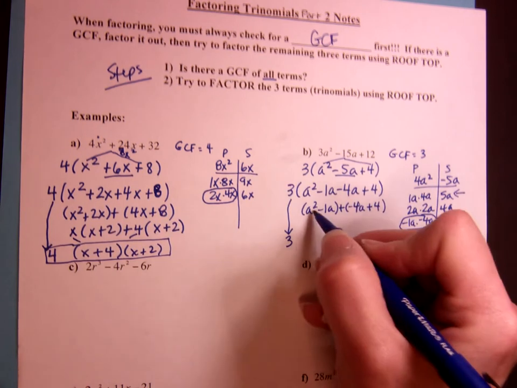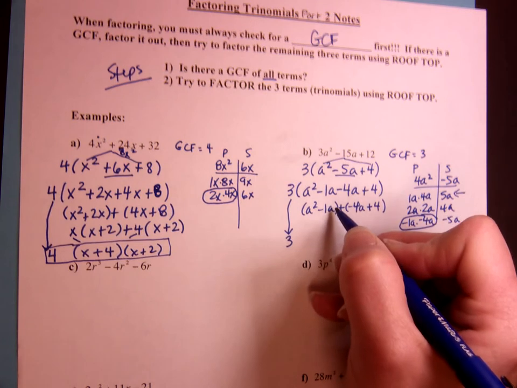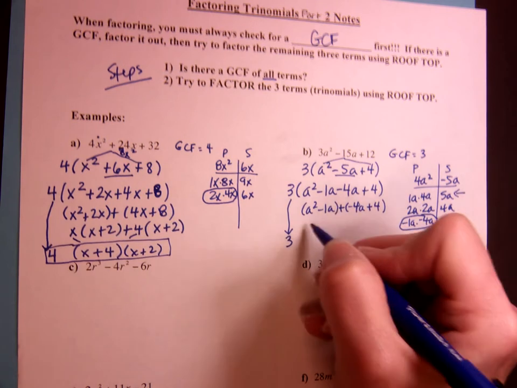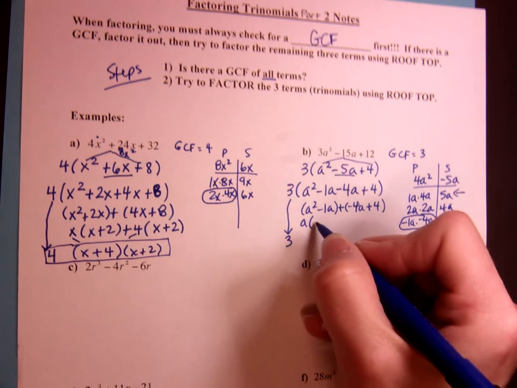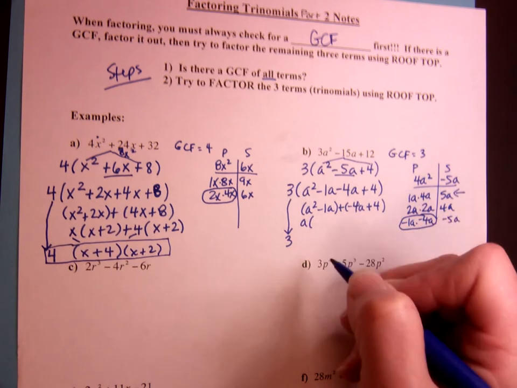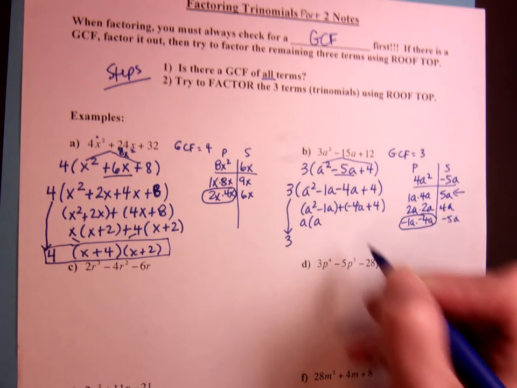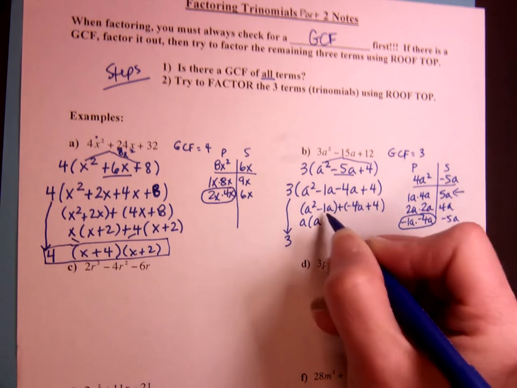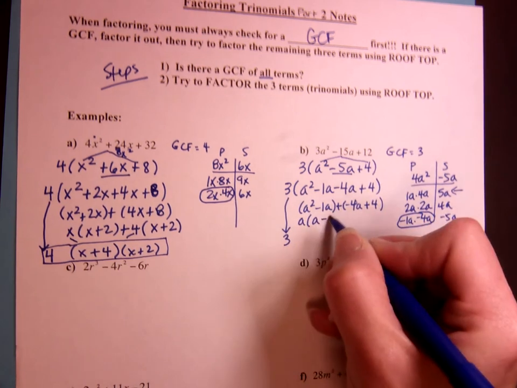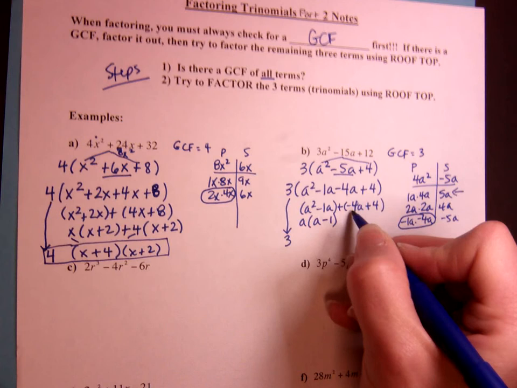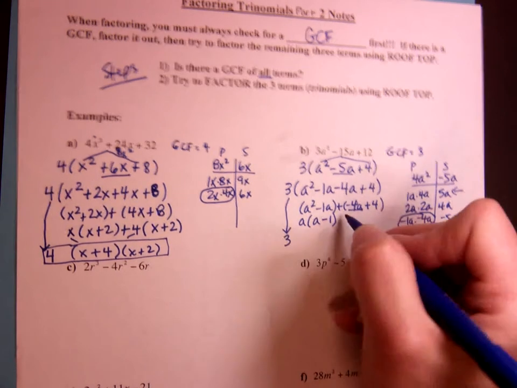Now we'll pull out the a squared minus a. We'll pull out an a because they both have an a there. So this would be a times what will give me a squared. That would be an a. A times what will give me negative 1a. That would be negative 1. Remember over here this is a negative, so we're going to put a negative in front.